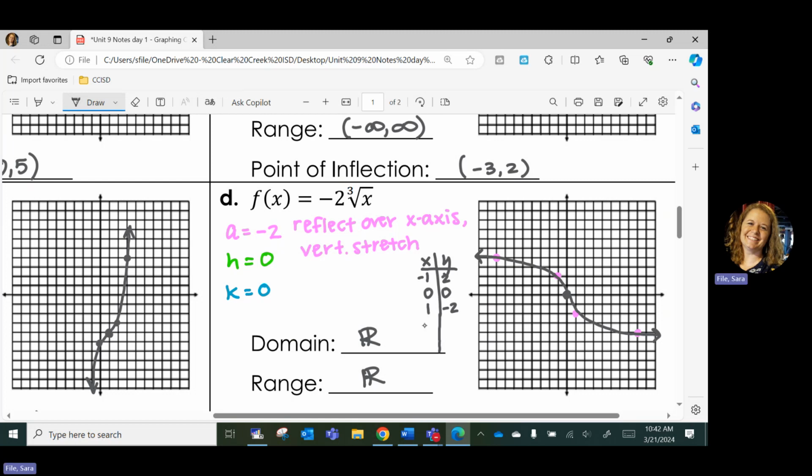Okay, and then you could say, okay, normally I go over 8 and then that's a 2, but let's try it. If I take the cube root of 8, that's 2. -2 times 2 is -4. That's why I have a point at 8, -4.